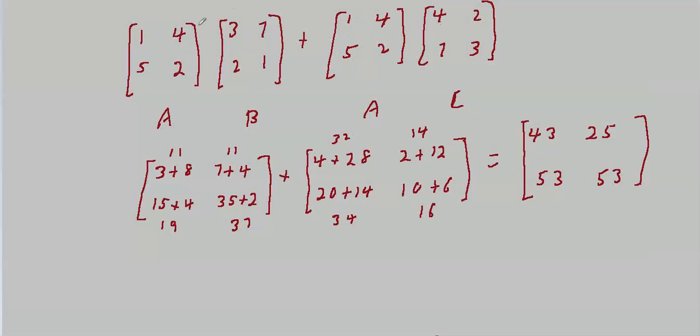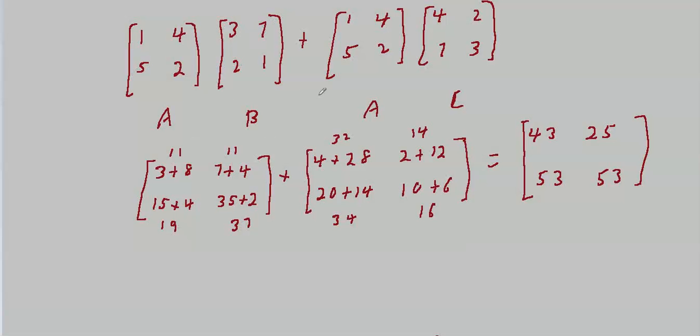We get 1 times 3 plus 2 times 4. And it's up here, that's 11. Next entry is 1 times 7 plus 4 times 1. That's 11. We take our second row times our first column and get 15 plus 4. It's 19. Our second row times our second column, we get 35 plus 2, 37.